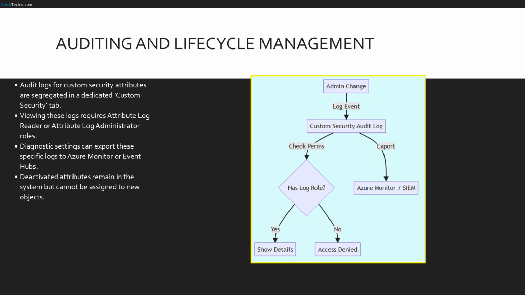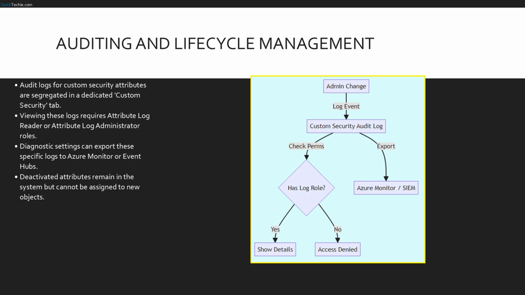Finally, maintaining governance requires robust auditing. Because these attributes often contain sensitive data, their audit logs are segregated from the standard directory logs. You will find them in a dedicated Custom Security tab. To view them, you must hold an attribute log role. For long-term retention or SIEM integration, you can configure diagnostic settings to stream these logs to Azure Monitor. Remember, while you can deactivate old attributes to prevent new assignments, the definitions remain in the system, ensuring that historical log data retains its context.